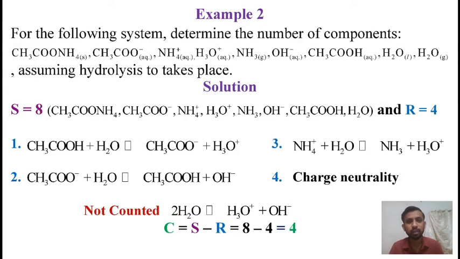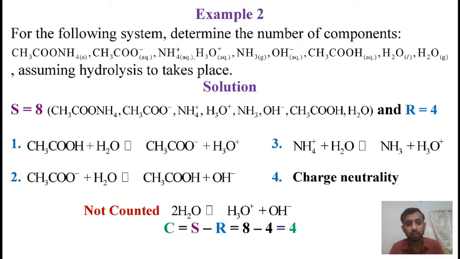Example number 2. It is a similar example to the previous one. Here again total constituents are 9 but S is equal to 8, because here again H2O liquid and H2O gas, for both the phases, are the same chemical species. Therefore, we count for both the phases only 1. Therefore, S is equal to 8 and R is equal to 4, which is expressed by expression number 1, 2, 3 and the fourth one is charge neutrality.